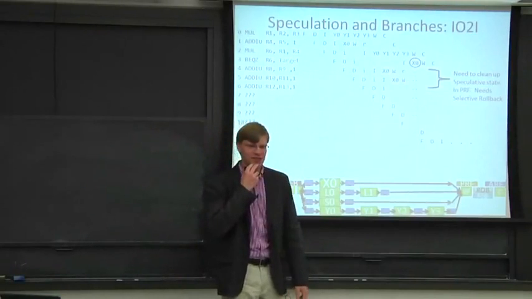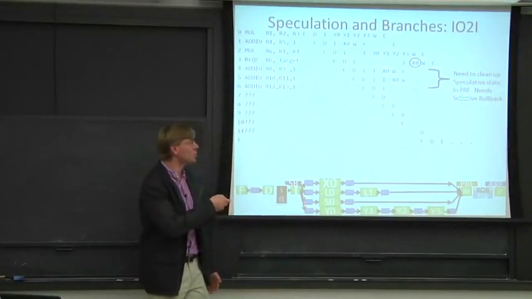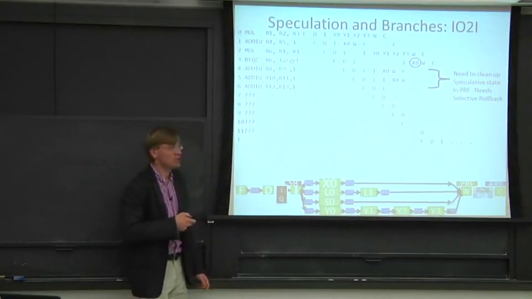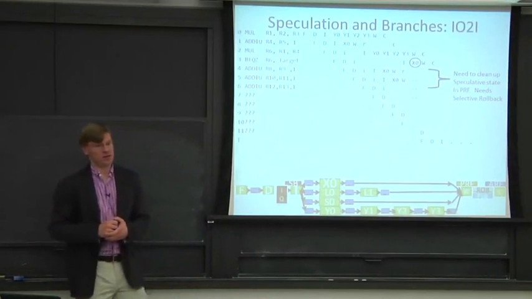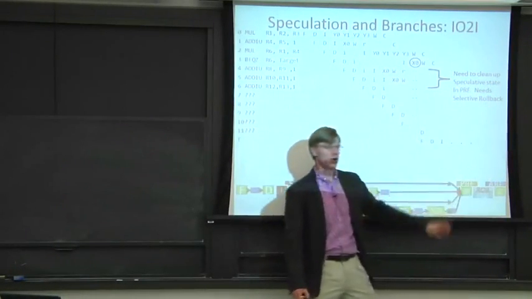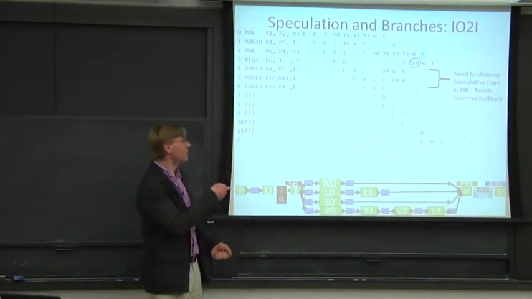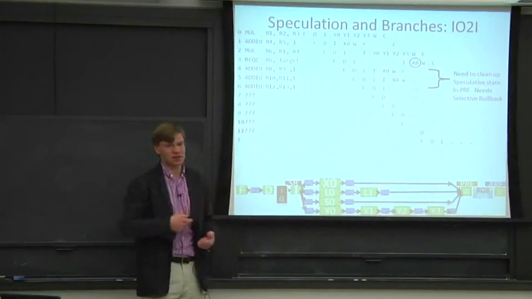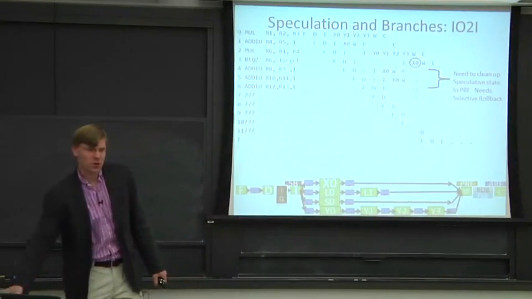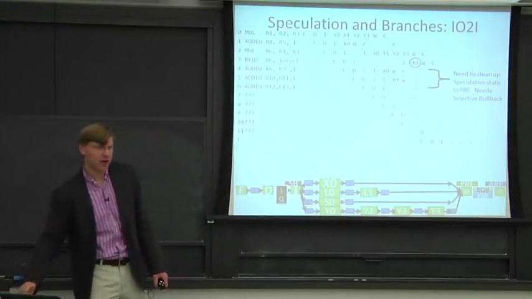Life starts to get a lot more complicated here. In a pipeline like this, what we're really going to have to do is clean up speculative state in the physical register file, and we're going to have to do selective rollback. So instead of just taking the entire architectural register file and overwriting the physical register file on rollback, we're going to have to figure out which of these things were speculative and which were not. That's doable, but you probably need some extra structures over and above what we've already talked about in class.